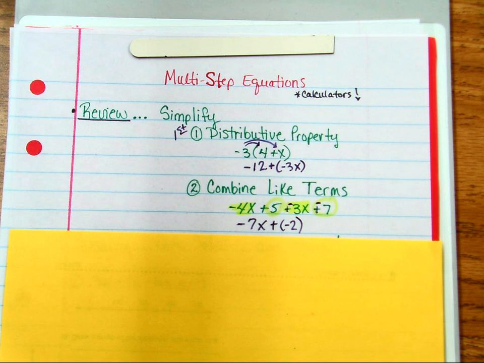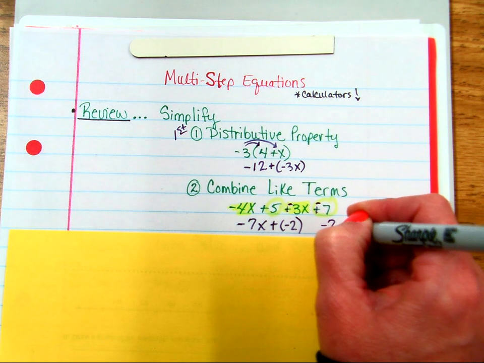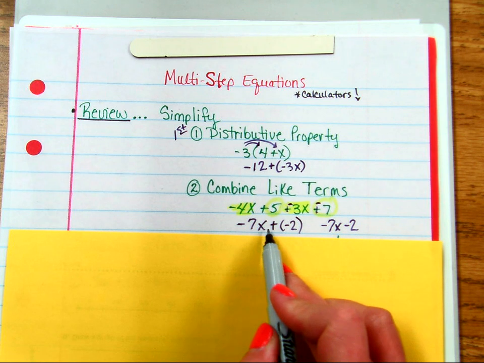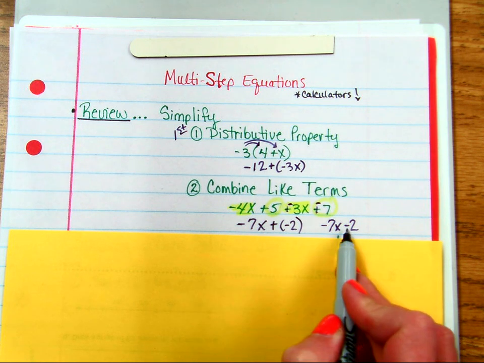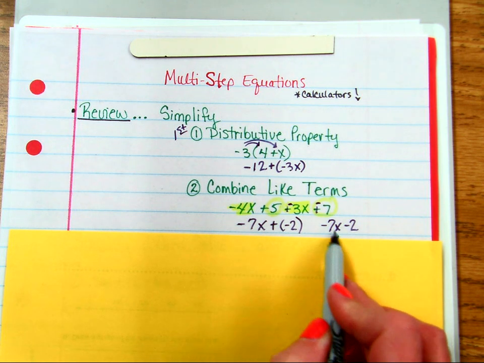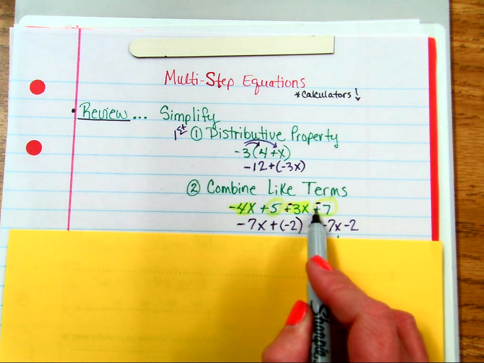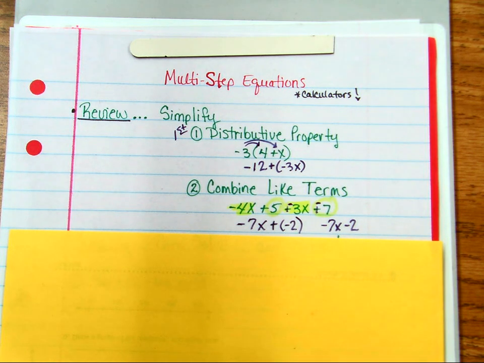You may see our expression written as a negative 7x minus 2. Remember, these are the same thing. As you get over to algebra next year, you're going to be leaving it more as a minus sign. And we're just, again, training that eye to see this as a negative 7, not necessarily as a minus 7.